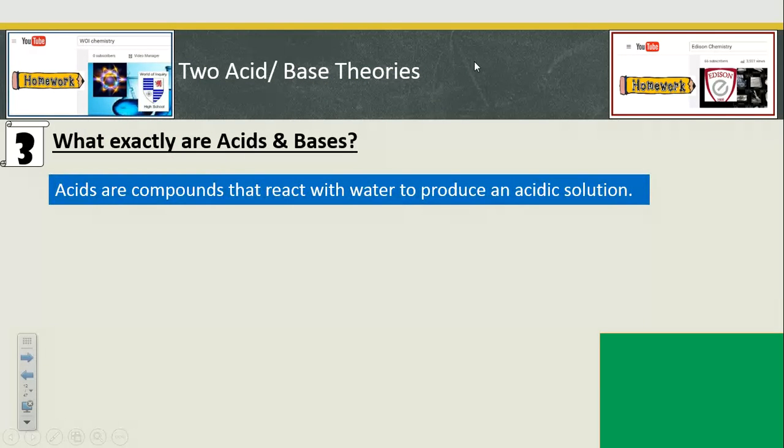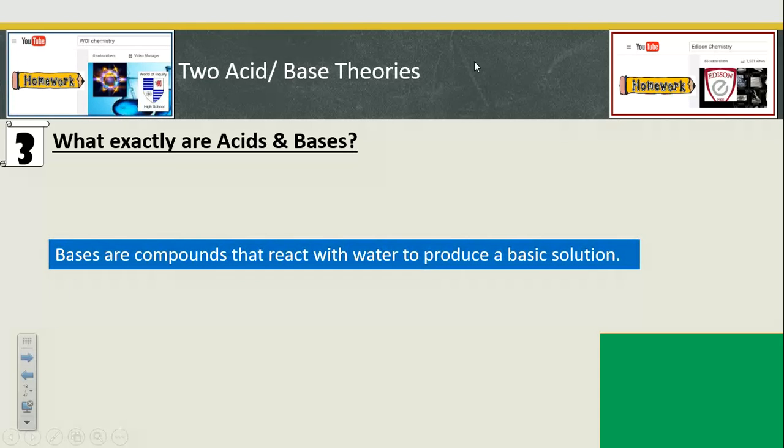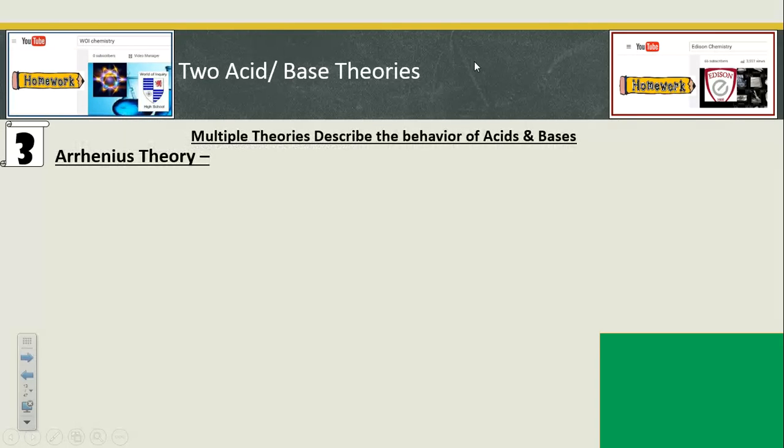Acids are compounds that react with water to make an acidic solution. Any compound that reacts with water and makes it acidic is considered an acid. Bases are the opposite. They're compounds that react with water to produce a basic solution. So anything that makes the solution basic is considered a base. It's a simple, basic, overarching theme.